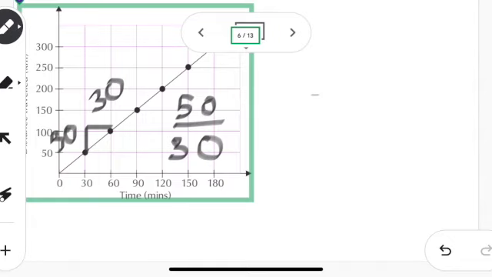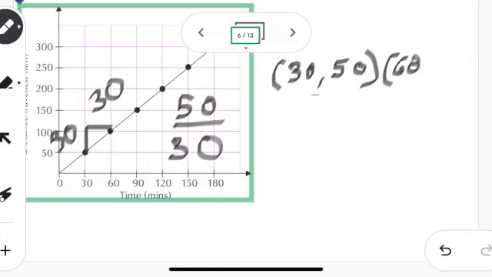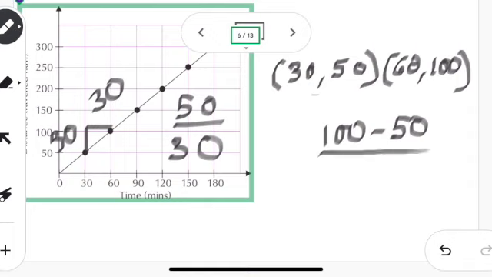Now, the new way we're going to do that is that we may not always be given this picture of the graph. And so we may just be given 2 points. So let's take these 2 points. So 30, 50 and 60, 100. Now, notice what I did to get 50 over here is I subtracted 100 minus 50. And then to get that 30, I subtracted 60 minus 30.